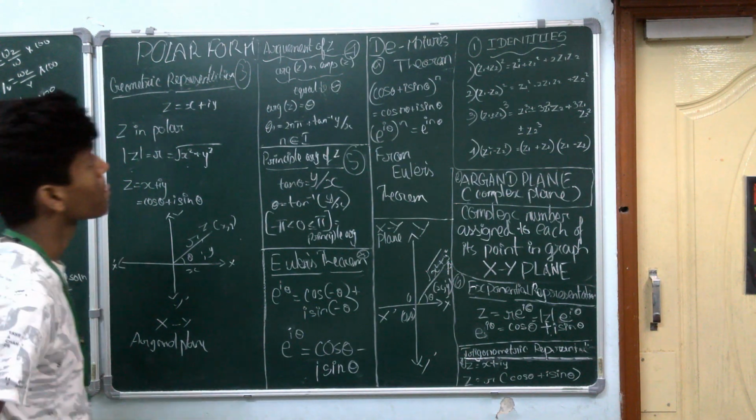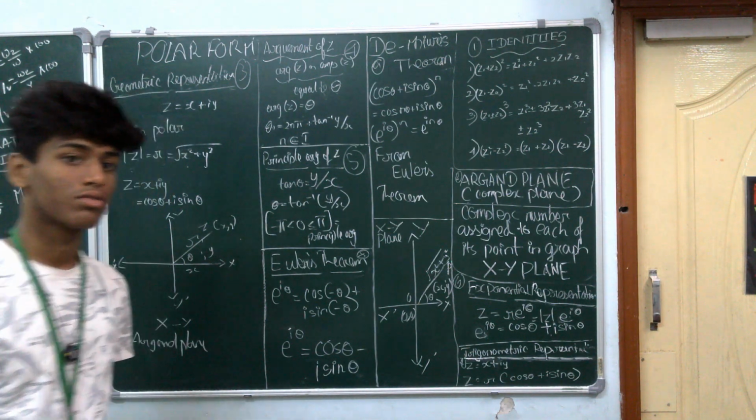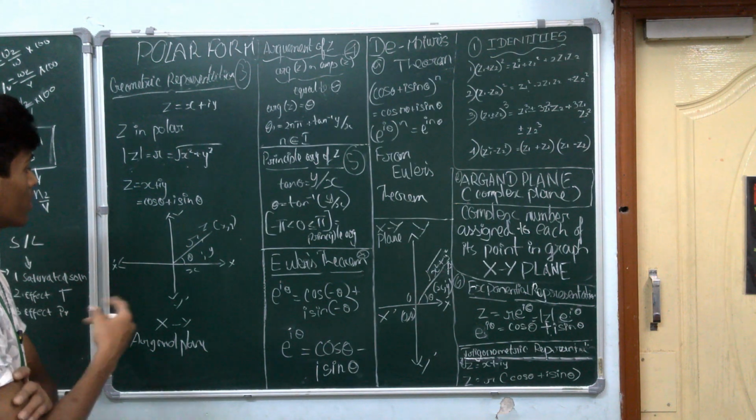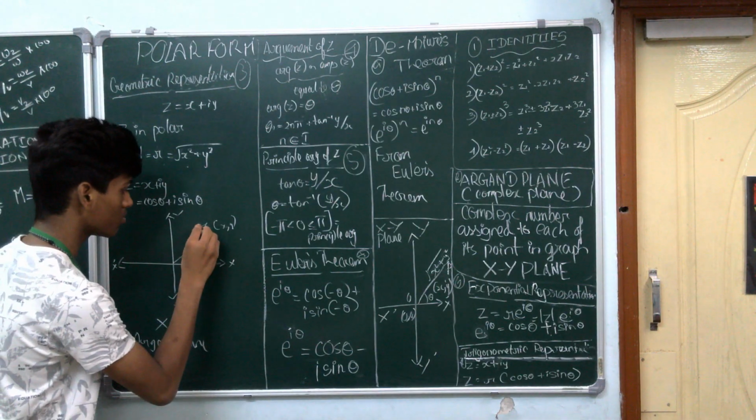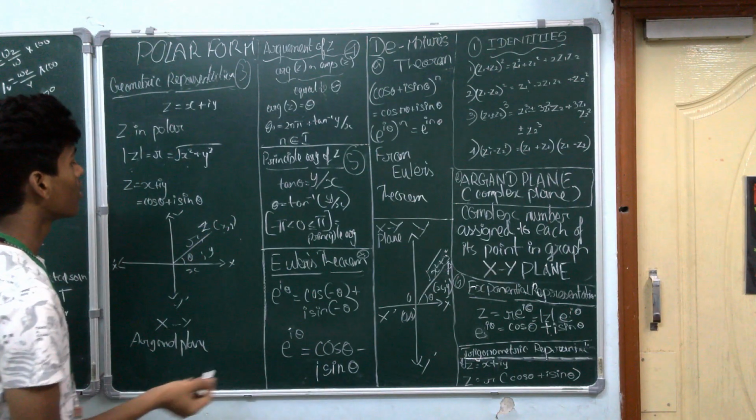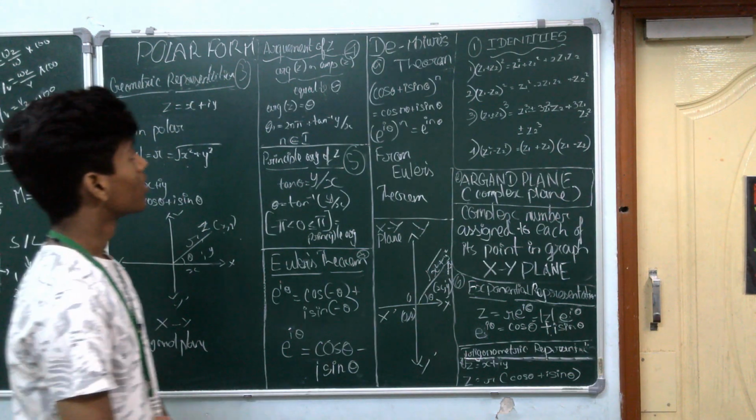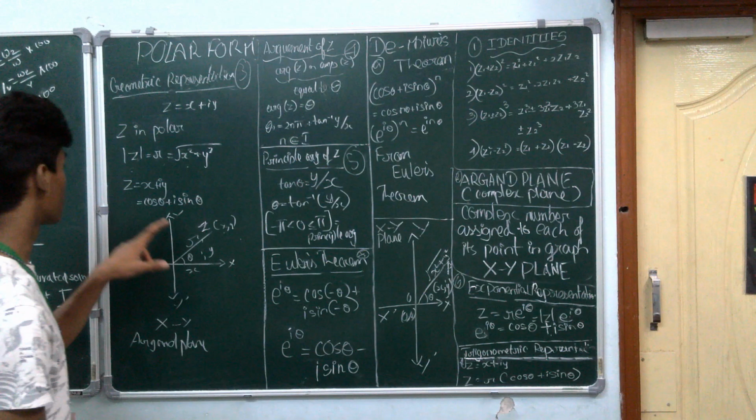So the complex number can be represented in polar form, and in this Argand plane it is represented as the point z of x comma y. Here is that point z of x comma y. Here is the r, where r is equal to the square root of x squared plus y squared.